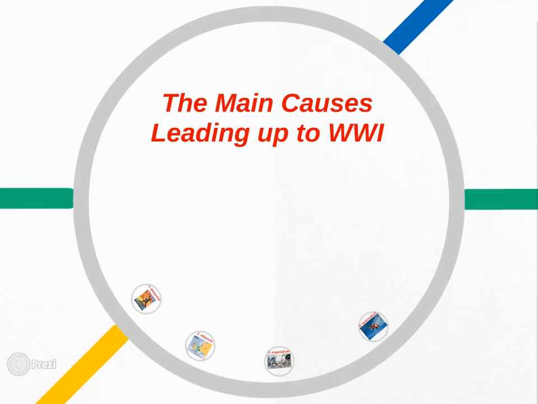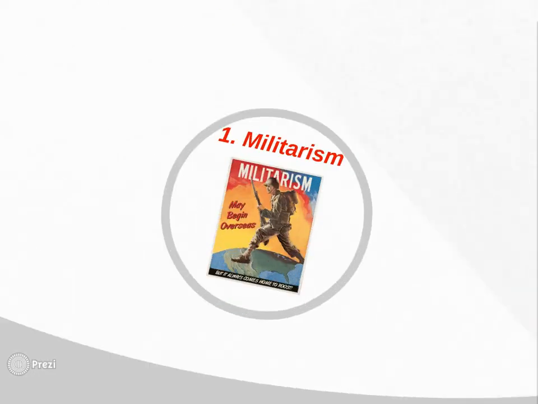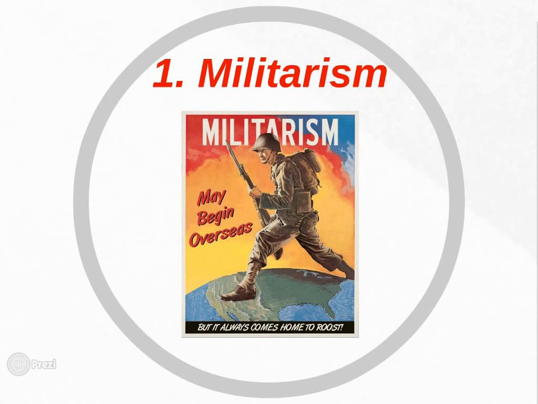Now, the main causes leading up to WW1, there's four of them. And it's going to be kind of like our last unit when the 5 motivations for imperialism was important. These four causes are going to be important in terms of leading up to WW1. And the first one is right here. It is militarism. Now, what I mean by militarism is that each nation tried to make a bigger army.